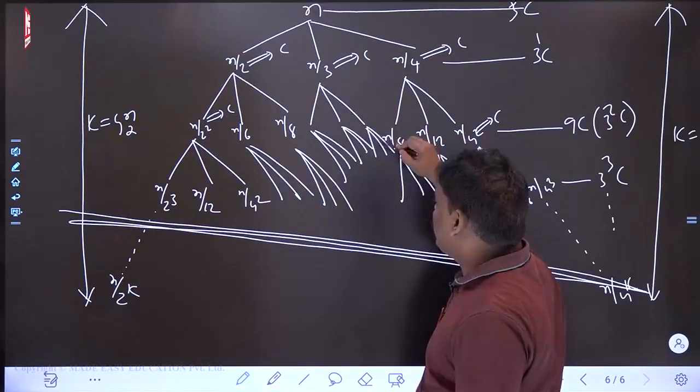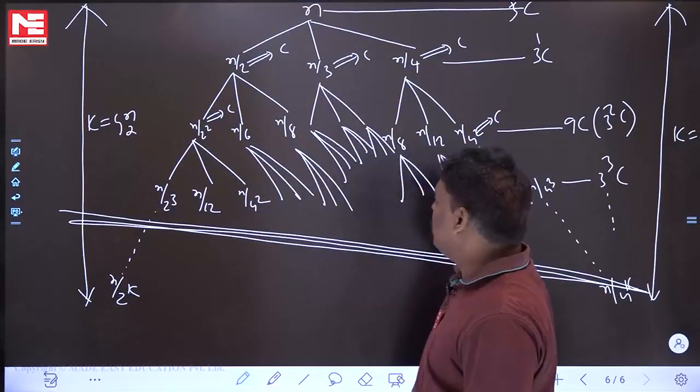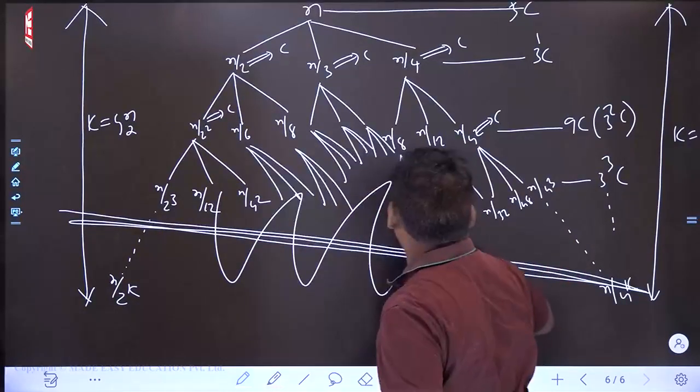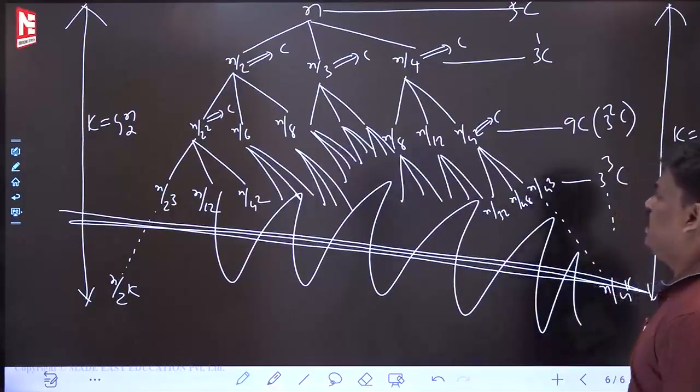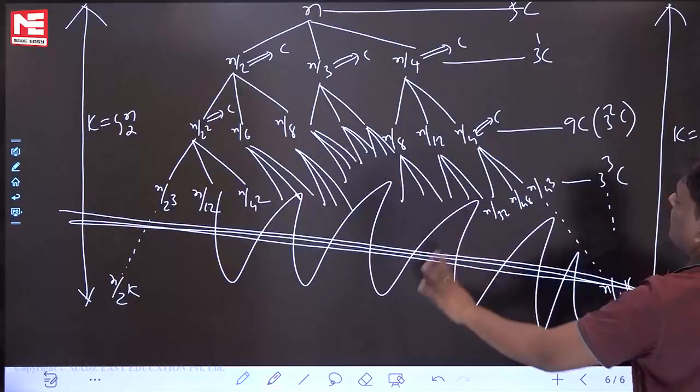Middle person, I think everyone, log n base 3 is in between. Log n base 2 is bigger, right? Log n base 4 is smaller. Log n base 3 is in between. The remaining people are in between. So that is bigger, this is smaller, remaining people are in between.